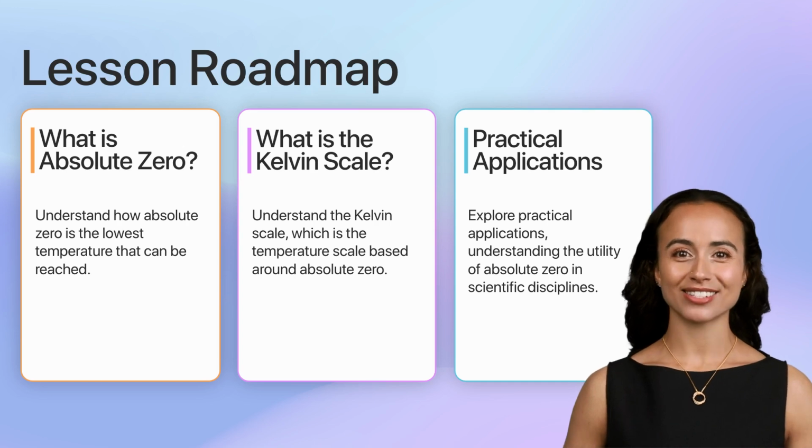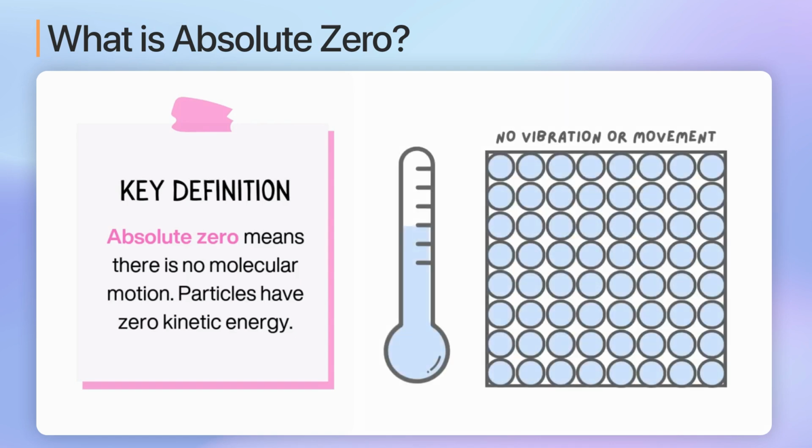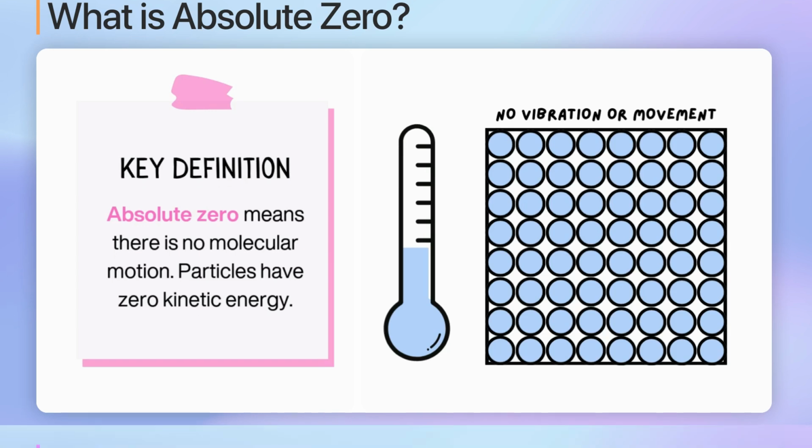Let's get started! Have you ever wondered what the lowest temperature possible is? This temperature is called absolute zero. At absolute zero, all molecular motion theoretically stops. This means that particles have zero kinetic energy. To put it simply, at absolute zero, there's no vibration, no movement, just complete stillness at the microscopic level.